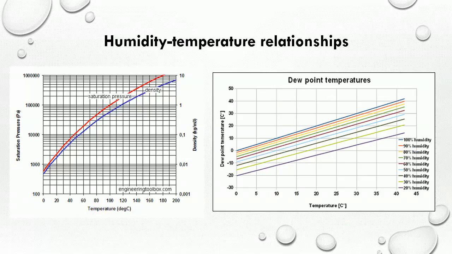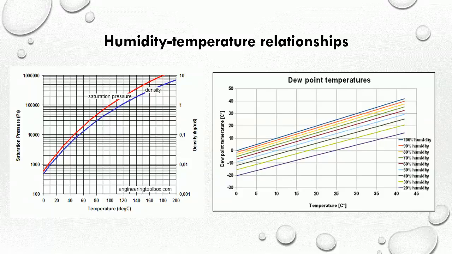The saturation vapor pressure and dew point temperature are both dependent on ambient air temperature, meaning that their values will change with an increase or decrease in air temperature. These graphs depict saturation vapor pressure on the left and dew point temperature on the right as a function of air temperature. Dew point temperature is also highly dependent on relative humidity and increases as relative humidity increases.